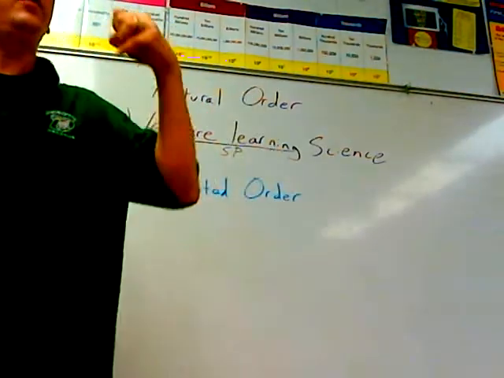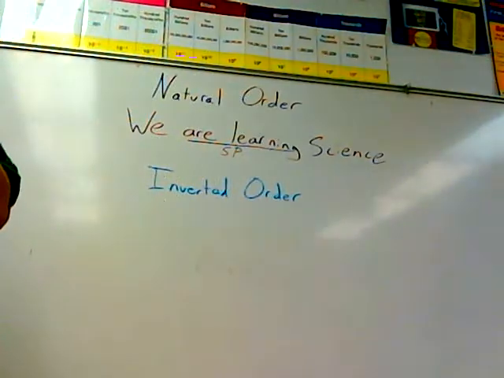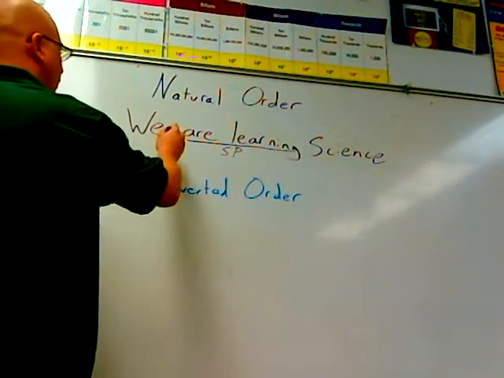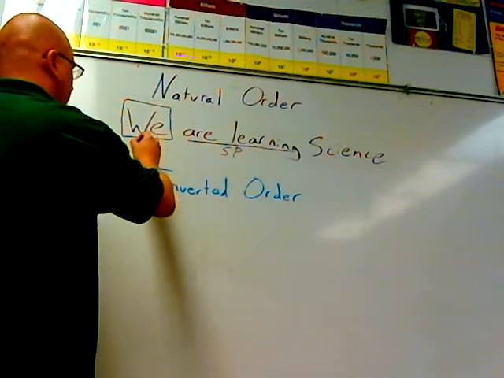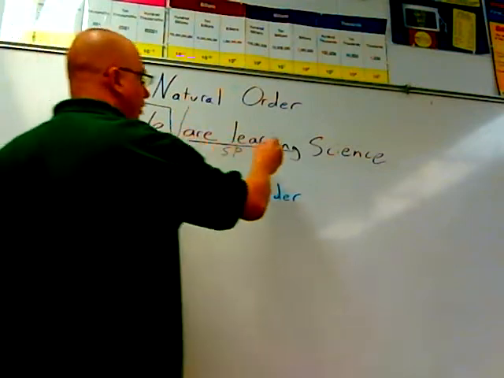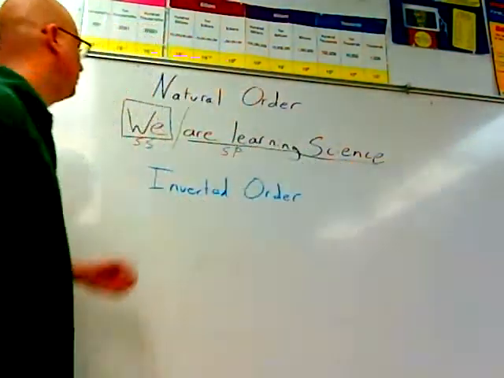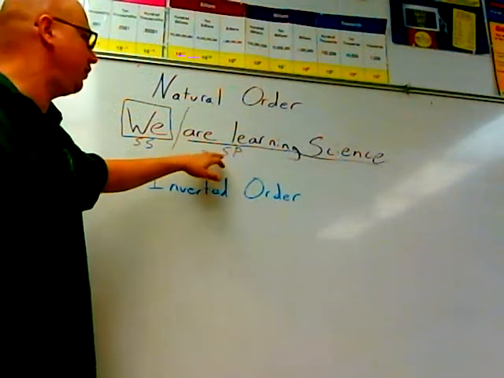What is it that is our simple subject? That is what's doing the action. Yes, ma'am? We. Who's doing the learning? We are. So, if you want to divide this into complete subject and complete predicate, there you go. Subject of our sentence. This starts the verb phrase or the predicate.